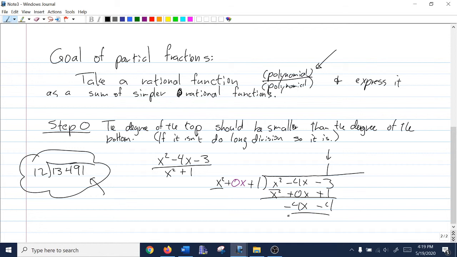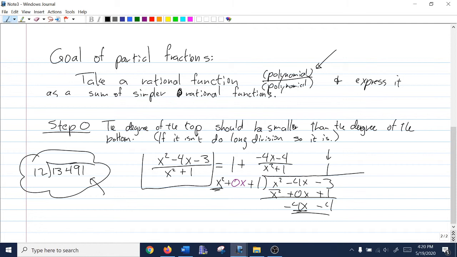My new thing here is degree smaller than x squared, so I can't do the next step. My next step would be what's 4x over x squared. You don't get a polynomial when you divide first digit by first digit. So that's it, you're done. This fraction turns out to equal quotient plus remainder over denominator.